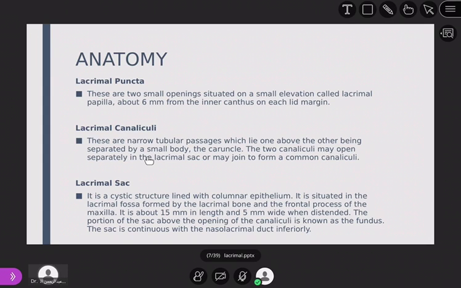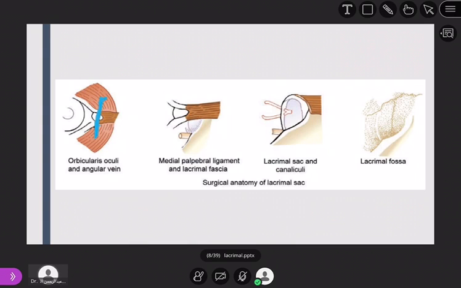It's around 10 millimeters actually. Most sources say it's around 10 millimeters. So the lacrimal sac is around 10 millimeters in length and 5 millimeters wide when distended. The portion of the sac above the opening of the canaliculi is known as the fundus. So the fundus is the upper part of the lacrimal sac. The sac is continuous with the nasolacrimal duct inferiorly.